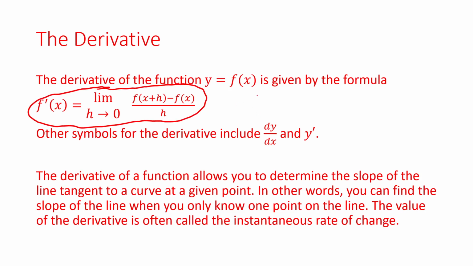And to reiterate, all that is y2 minus y1 over x2 minus x1. And remember, x2 minus x1 is x plus h minus x, and that always simplifies to h. So that's why there's only one term down below. Other symbols for the derivative include dy over dx or y prime. The derivative of a function allows you to determine the slope of the line tangent to a curve at a given point. In other words, you can find the slope of the line when you only know one point on the line. The value of the derivative is often called the instantaneous rate of change.